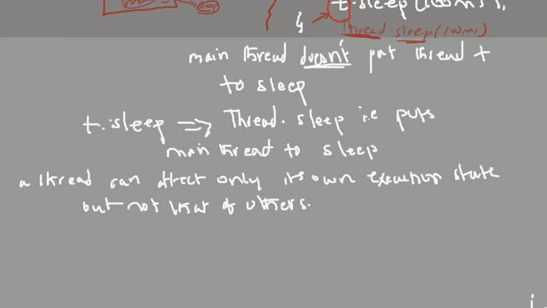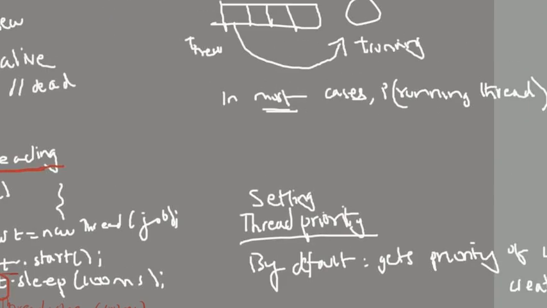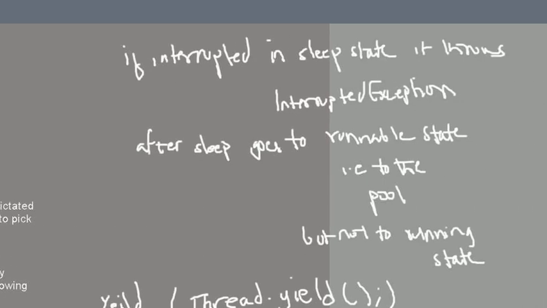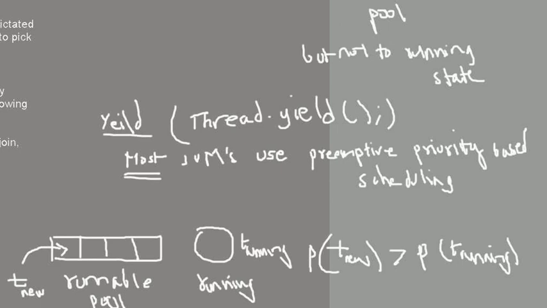So a thread can affect only its own execution state, but not that of others. If interrupted in the sleep state, an exception is thrown. It's called an InterruptedException. After sleep, a thread goes to the runnable state, that is to the pool, but not to the running state immediately. That's really important. Another method which would affect a thread's execution state is yield. It's also a static method. Thread.yield is the way you would call it.